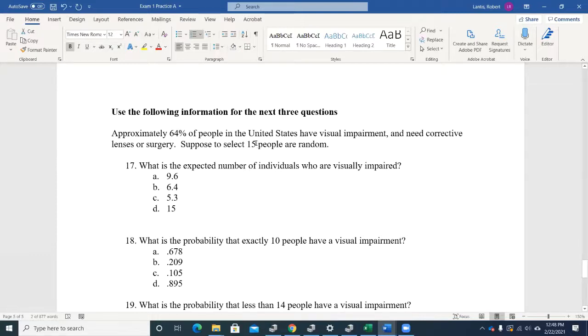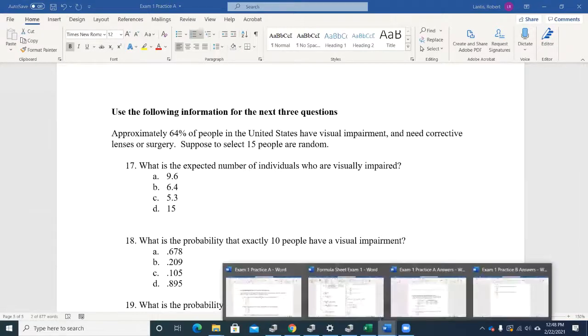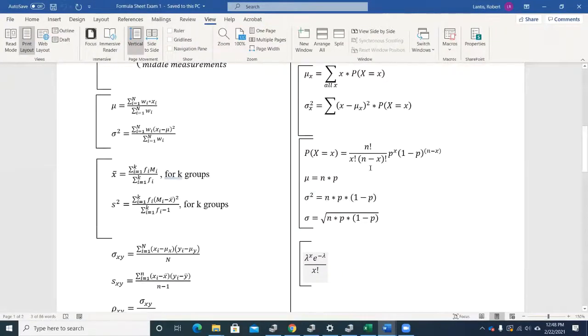And then I'm looking at 15 people, right? So if I go to my formula sheet, down here at the bottom, they're even grouped. I have my binomial equation. Here's my probability mass function. Here's how I find the mean for a binomial distribution. Here's how I find the variance, and then the standard deviation, which is just the square root of the variance. So here I have the equation for the mean, which is simply n times p.